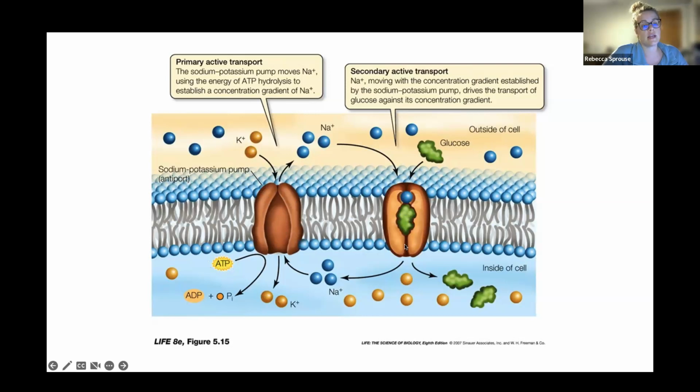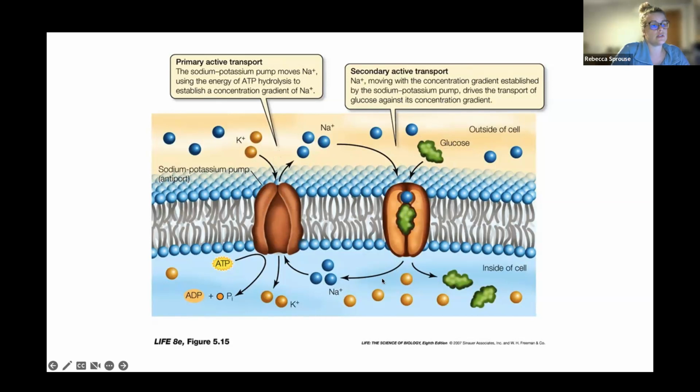Well, the energy from this actually allows other molecules to basically hitch a ride with sodium going through the next carrier protein. So here, for example, glucose. So glucose is transported via secondary active transport. So as sodium moves back with its concentration gradient, right, from high to low, glucose is going to hitch a ride with that as well.